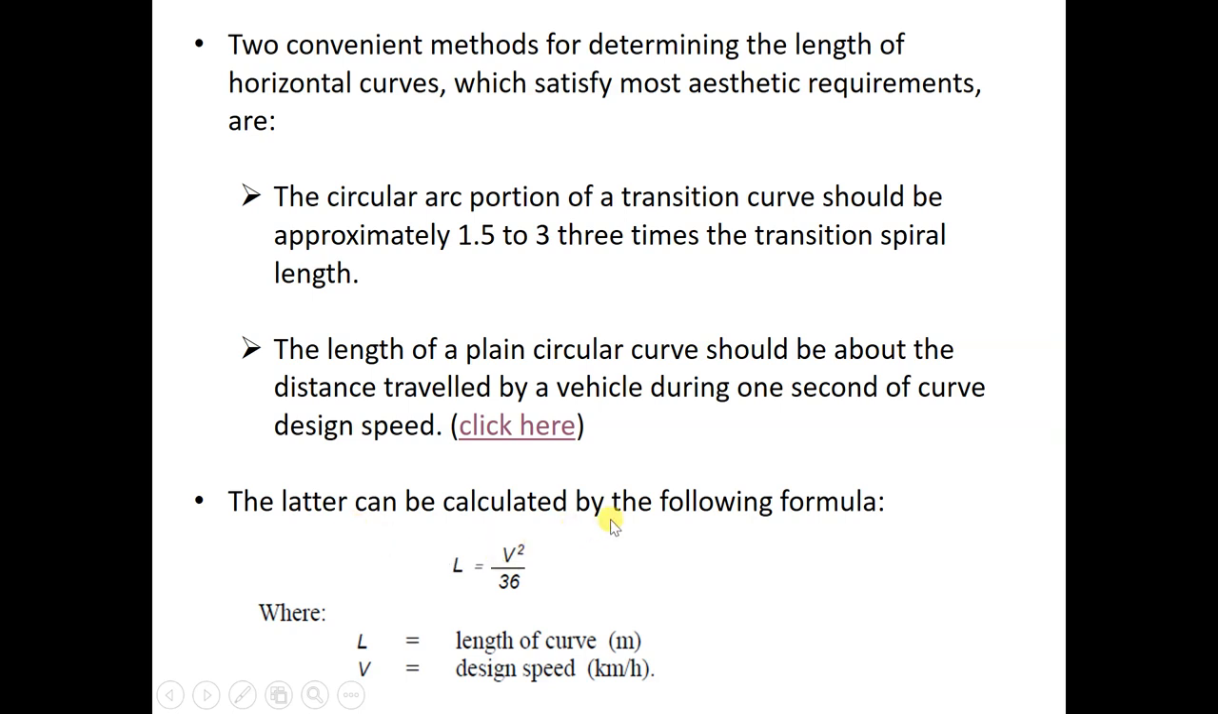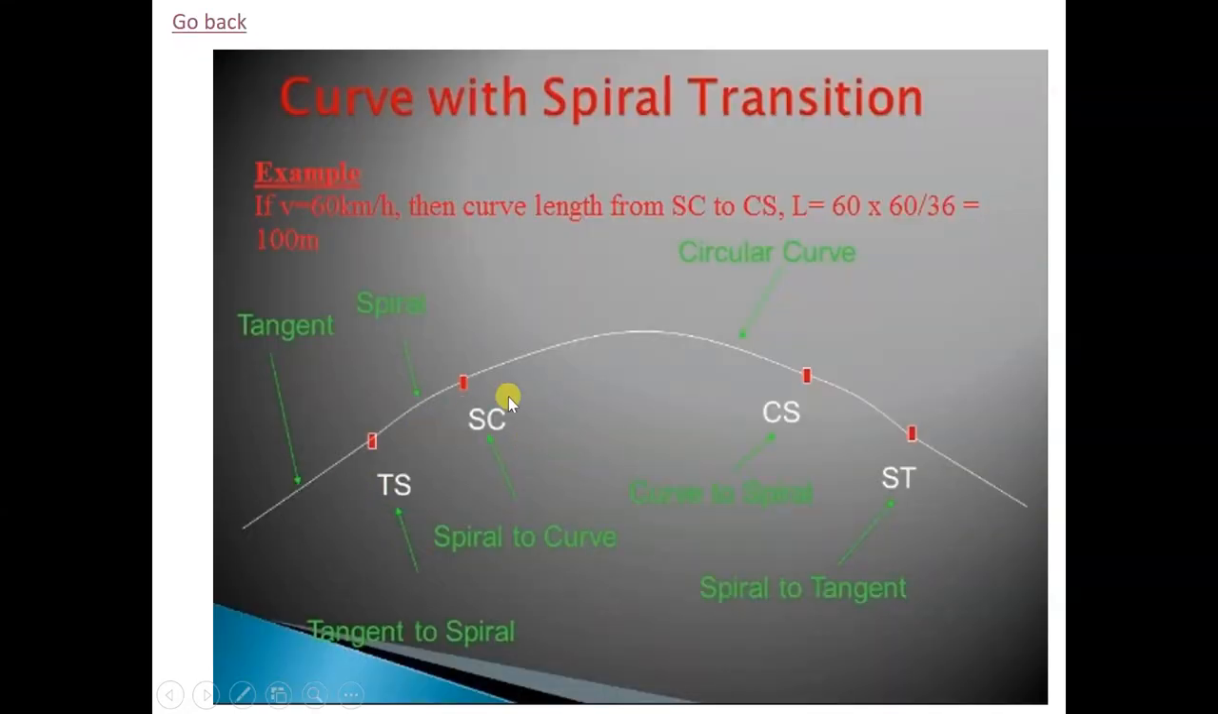The latter can be calculated by the following formula. The length of the curve, which in this case is a circular curve. The total curve is made up of a spiral curve, then the circular curve, and then another spiral curve, so one circular curve and two spiral curves. That makes up the whole.